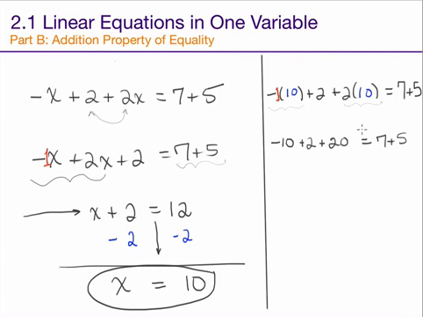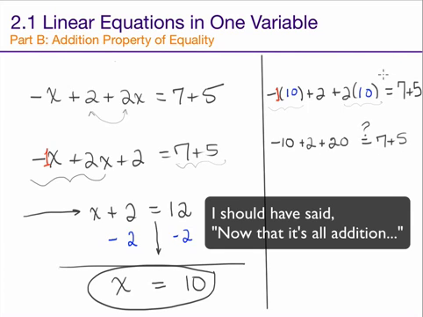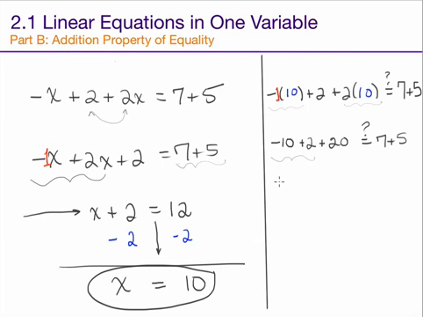Now that it's all numbers, negative 10 plus 2 is negative 8. 7 plus 5 is 12. Negative 8 plus 20 is 12. The answer I found, x equals 10, works, so it is the right answer.